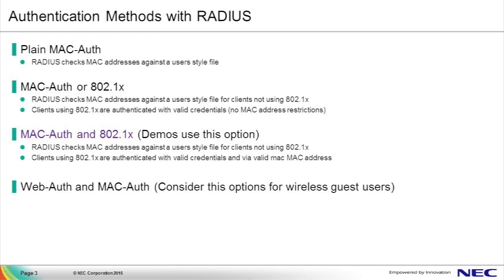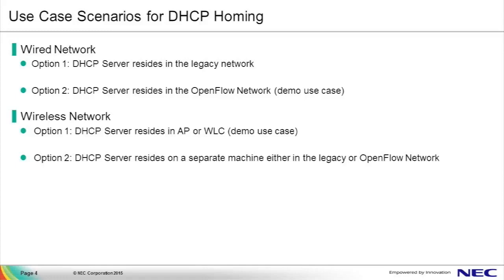Next, we'll talk about DHCP server and use cases. In both the wired and wireless network use cases, 2 options exist for DHCP server homing. In option 1 for the wired scenario, the DHCP server may reside in the legacy network, meaning it would home to a traditional networking device. In option 2, the DHCP server may reside in the OpenFlow network, which is what we'll demo coming up.